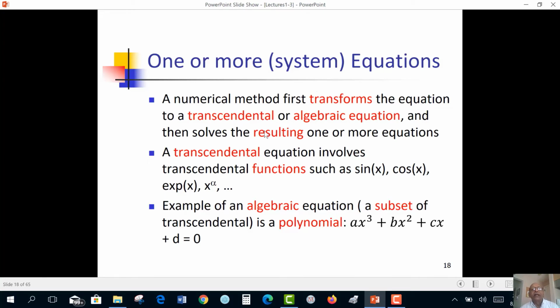So what is a transcendental equation? A transcendental equation involves transcendental functions and transcendental numbers, such as sine x, cosine x. All these trigonometric functions are transcendental functions. Exponents, any x raised to a real power, this is a transcendental function. And then we have a subset of these equations called algebraic equations, like a polynomial. A polynomial is where x is always raised to an integer power, 0 or more, a positive integer.